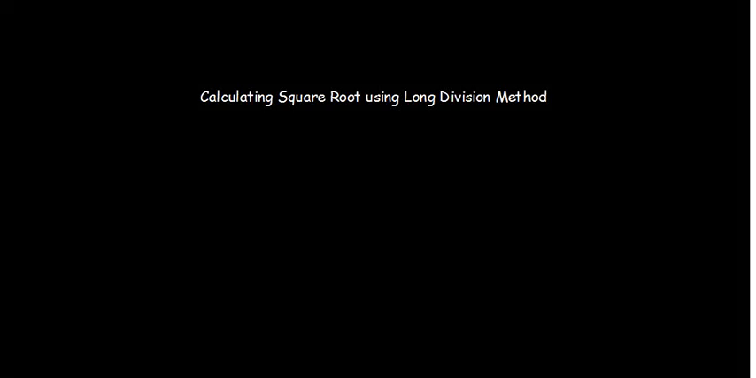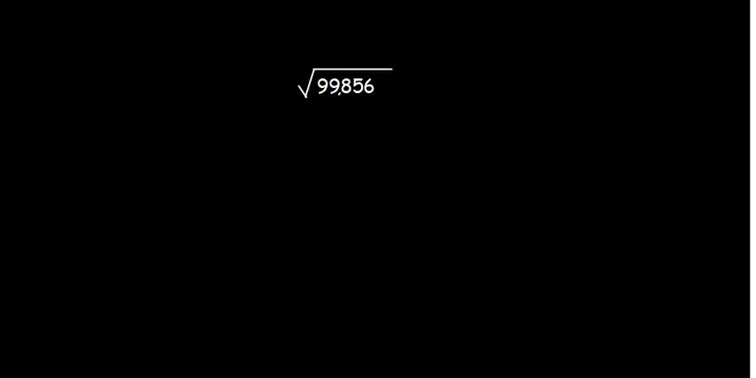Hello everyone. Today we are going to learn how to calculate square root using the long division method. So we are taking a number. It is a 5-digit number, 99,856, and we are going to calculate the square root of this number.